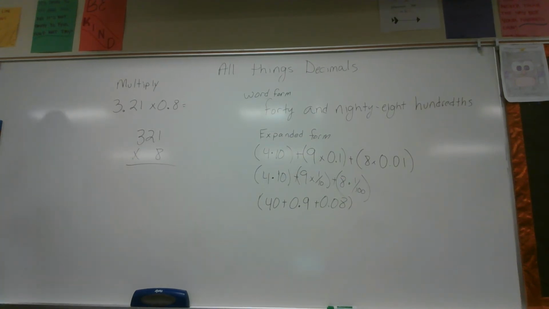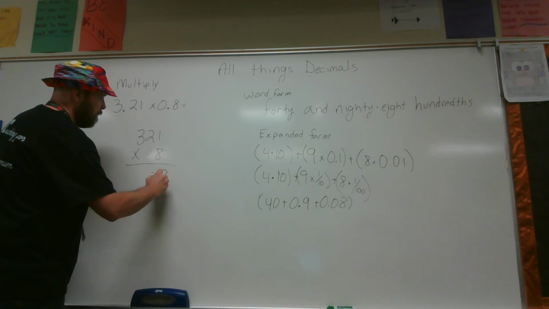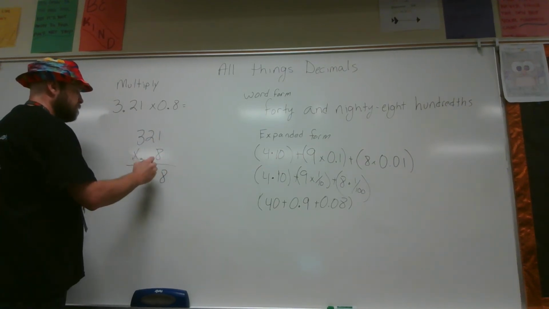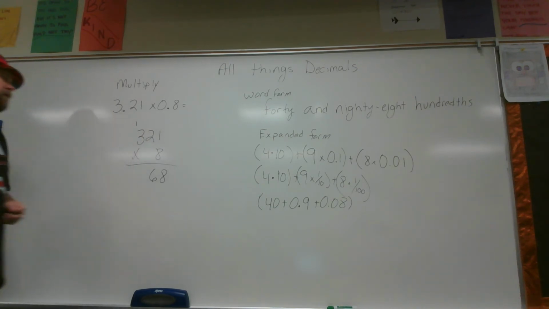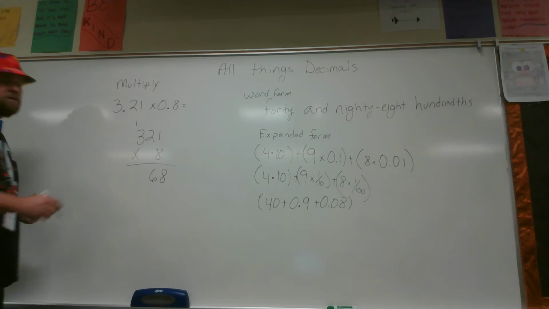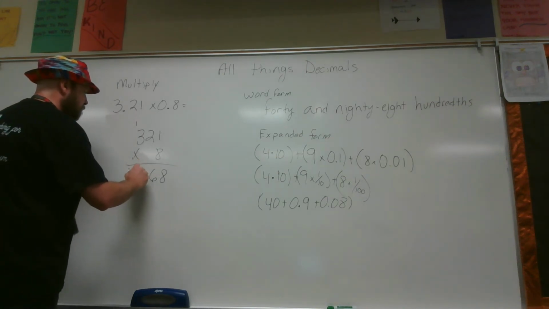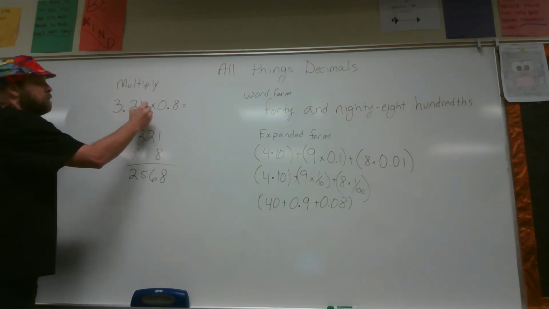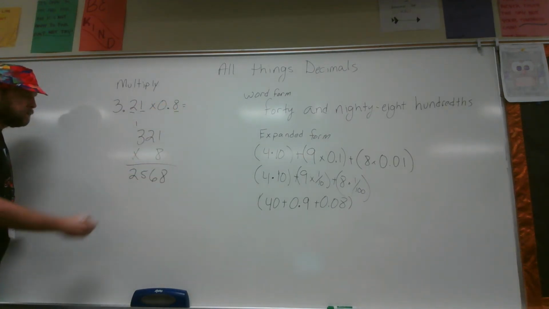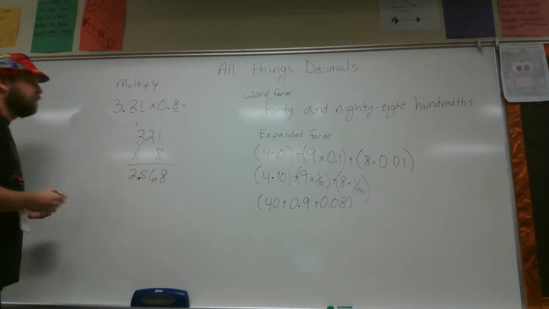Then I do my multiplication. I have 8 times 2 is 16. That's 6 tens and 100. 8 times 3 is 24, plus 1 is 25. Now I go and I count how many numbers are behind the decimal in the problem. 1, 2, 3. There needs to be 3 behind it in the answer.